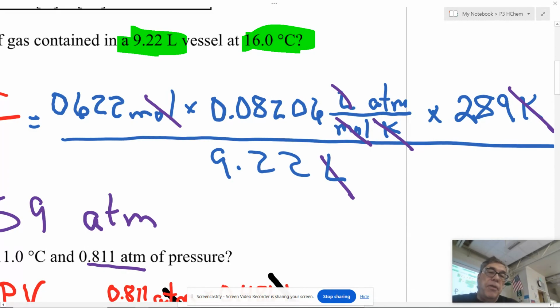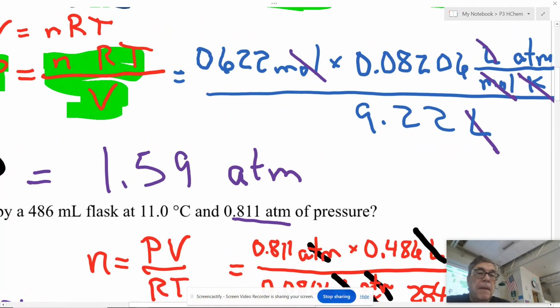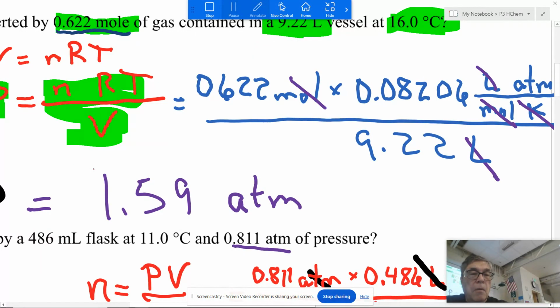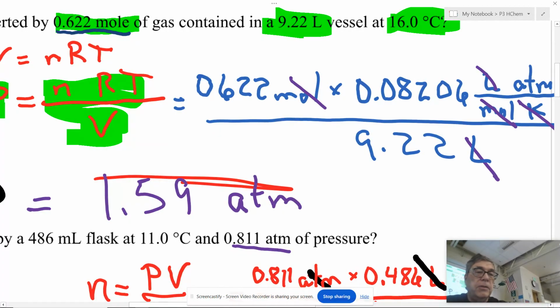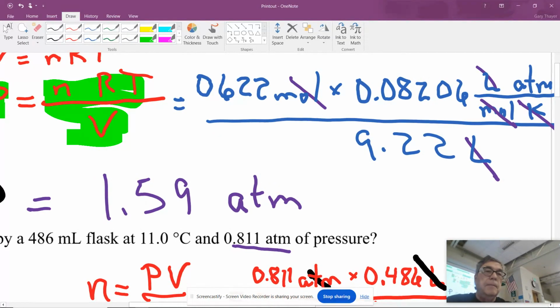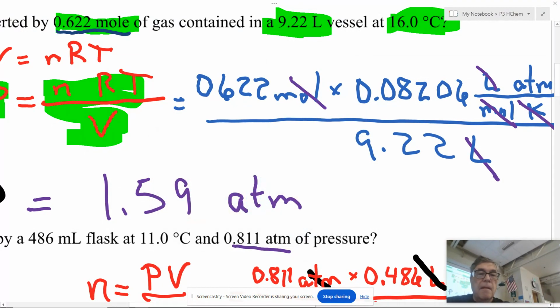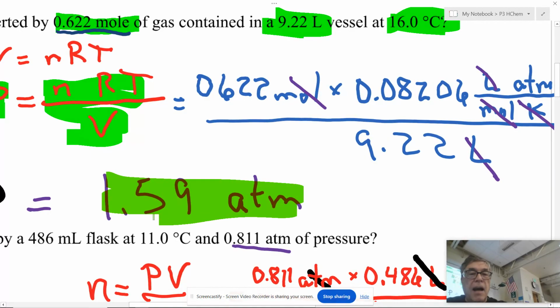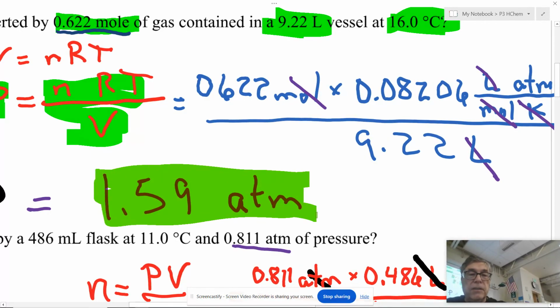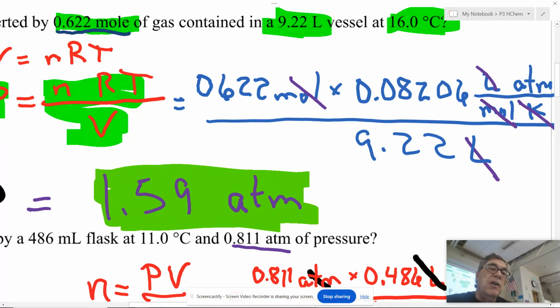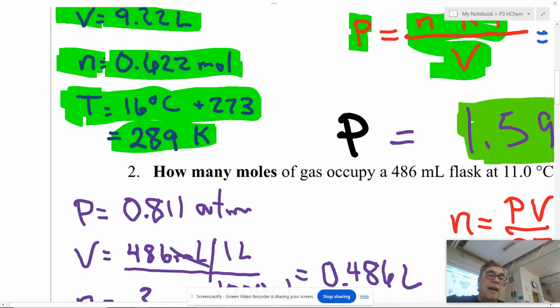We put them into our calculator, and we get 1.59 atmospheres. That is the pressure in that container. So that is your introduction. Let's look briefly at the next problem.